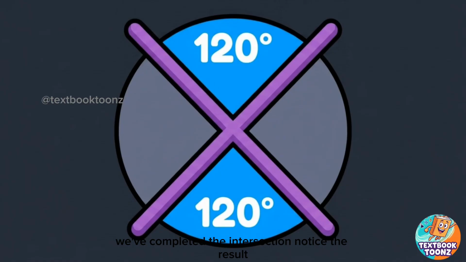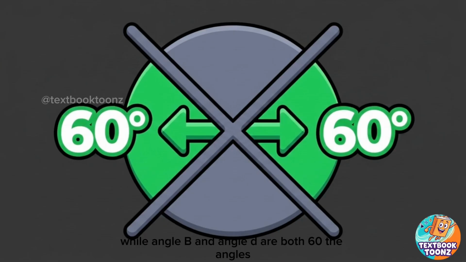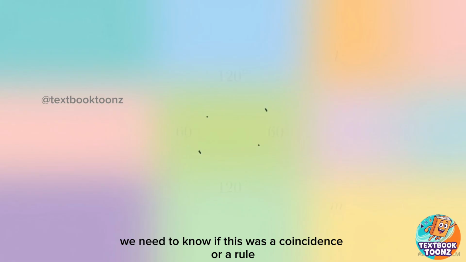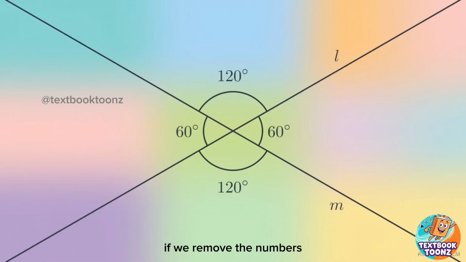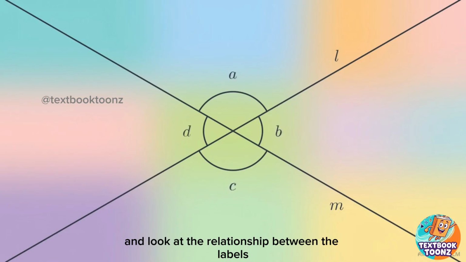We've completed the intersection. Notice the result. Angle A and angle C are both 120, while angle B and angle D are both 60. The angles sitting directly across from one another are identical. We need to know if this was a coincidence or a rule. If we remove the numbers and look at the relationship between the labels, the geometry tells a more permanent story.